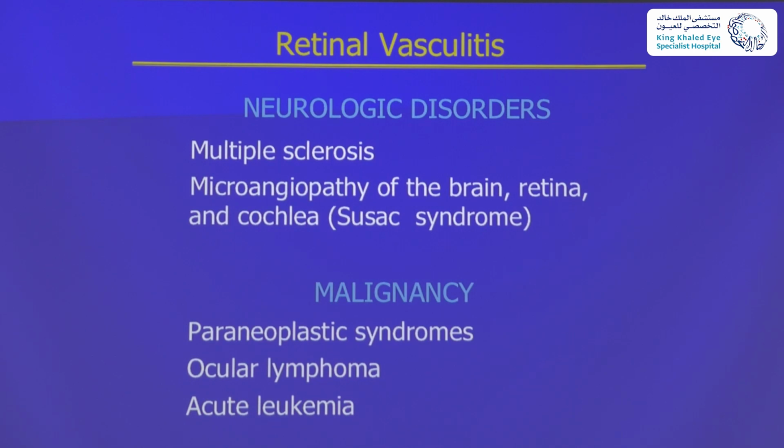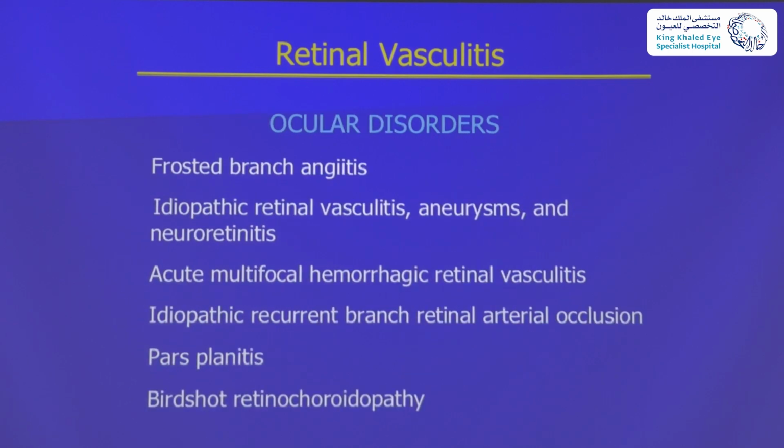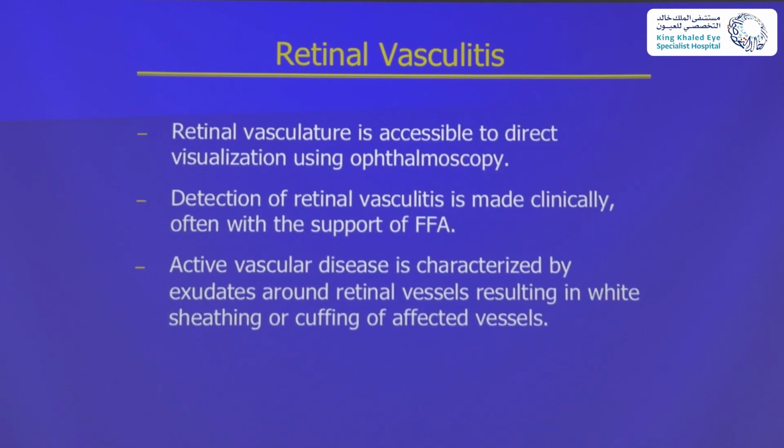Malignancy: we should not ignore malignancies such as ocular lymphoma and acute leukemia. The list of systemic inflammatory diseases associated with retinal vasculitis is huge, but Behçet's disease, sarcoidosis, and systemic lupus erythematosus are the most common. Ocular disorders limited to the eye include frosted branch angiitis, IRVAN or idiopathic retinal vasculitis, aneurysms and neuroretinitis, idiopathic recurrent branch retinal arterial occlusion, pars planitis, and birdshot retinochoroidopathy.